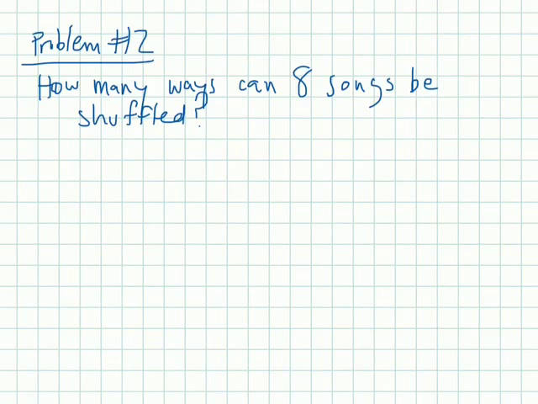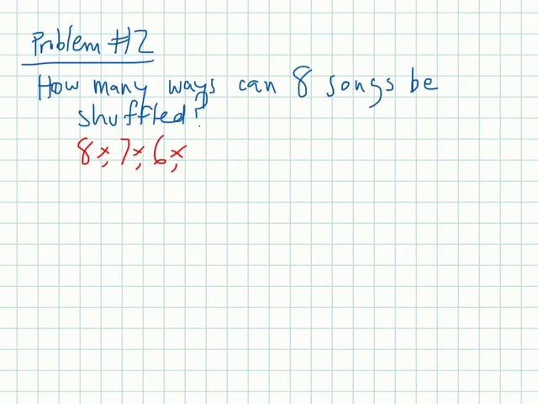Let's move on. Okay, so how many ways can 8 songs be shuffled? This is kind of continuing here, right? Well, the first song comes on, that's 8. And then the second song, there's only 7 left to choose from, and then 6 left to choose from.